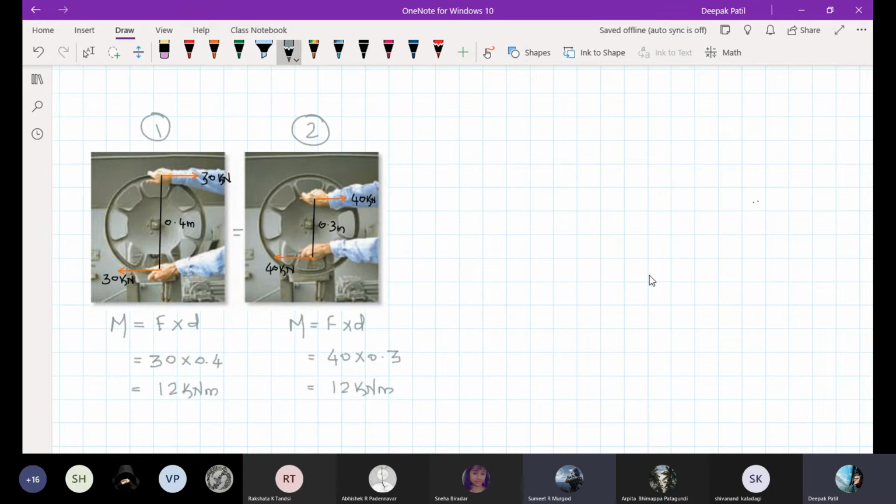Yes, perfect. You have to go for option 1 because in option 1, the amount of force to be applied is only 30 kilonewton to produce a 12 kilonewton meter moment. But in option 2, to produce the same moment of 12 kilonewton meter, you have to apply a force of 40 kilonewton, which is more than 30 kilonewton. So you are applying more energy here and less energy there. Always in these cases it is best to go for option 1 rather than option 2. Are you clear, students?